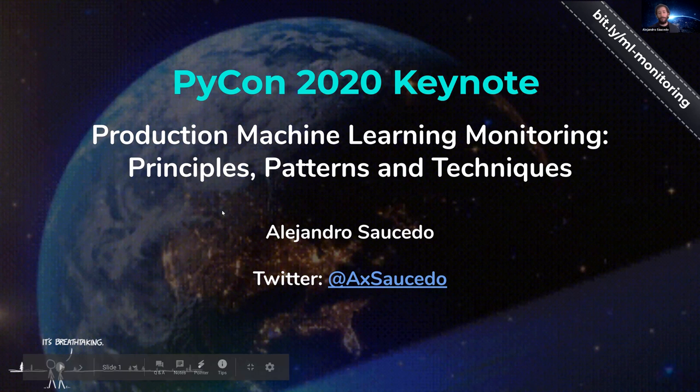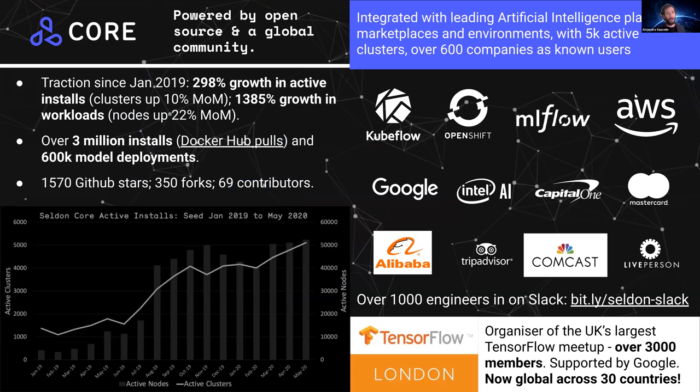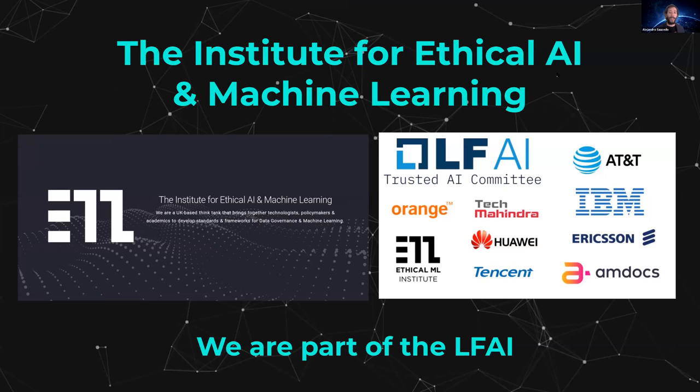So a bit about myself. My name is Alejandro Saucedo. I am engineering director at Seldon, chief scientist at the Institute for Ethical AI, and a member at large at the ACM. To tell you a bit more about Seldon, we are an open source machine learning deployment company. We built one of the most popular Kubernetes-based machine learning deployment frameworks, and we're going to be using Seldon Core for the examples today. And the Institute is a research center that focuses on developing standards and tools for the responsible development and operation of machine learning systems.